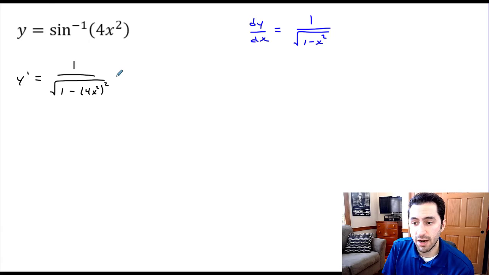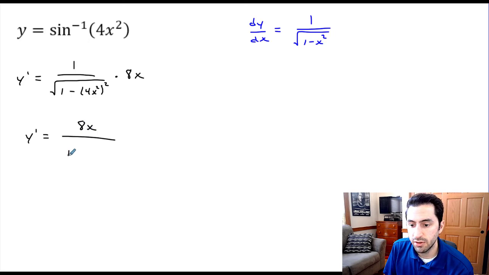So that's the derivative of the outside, the derivative of the inverse sine, and we're going to multiply this by the derivative of the inside. So 4x squared, using the power rule, the derivative is just 8x. And lastly, just to simplify this a little bit, y prime is going to be equal to, I'm going to move the 8x into the numerator, and then in the denominator, we end up with the square root of 1 minus, and squaring this term, 4x squared times itself, we get 16x to the 4th.